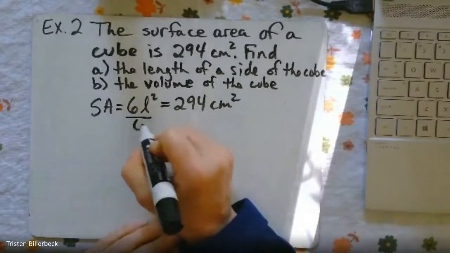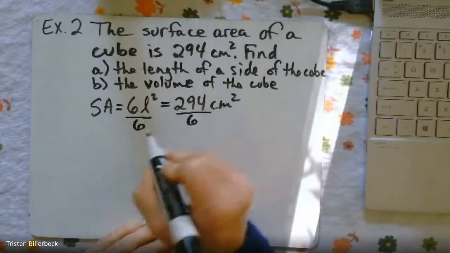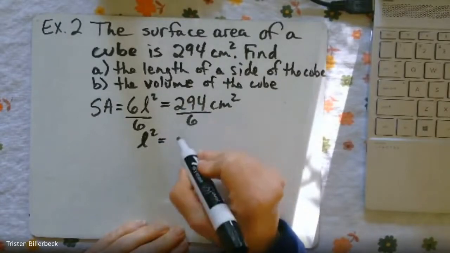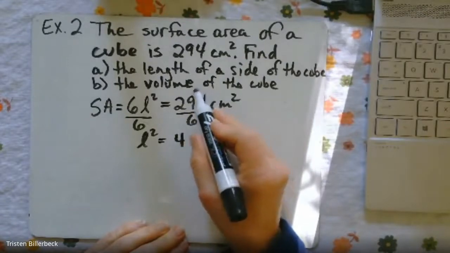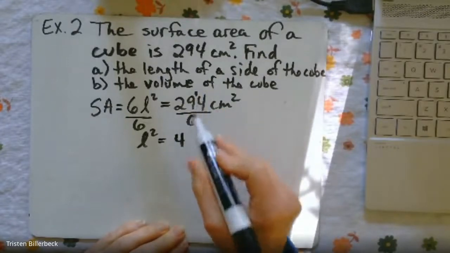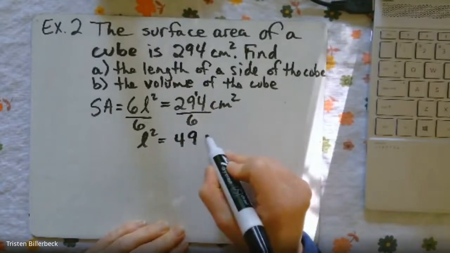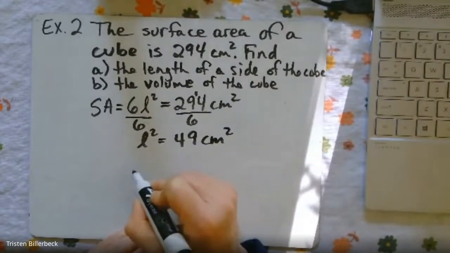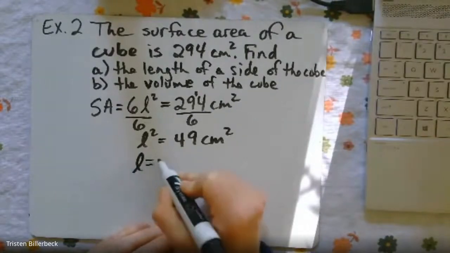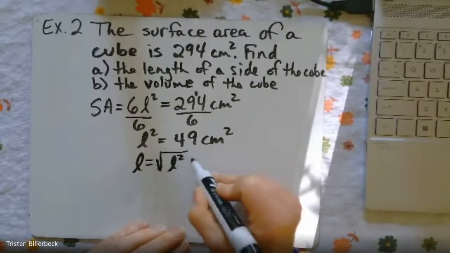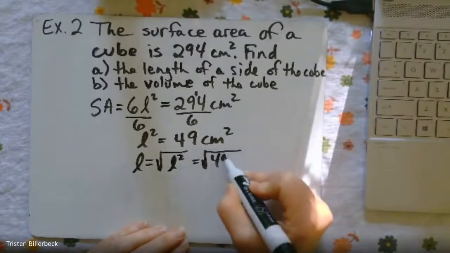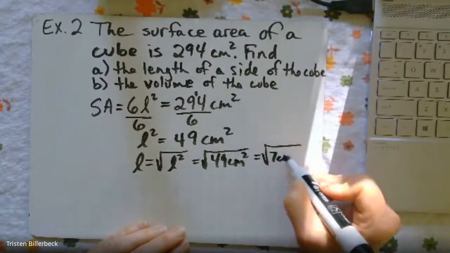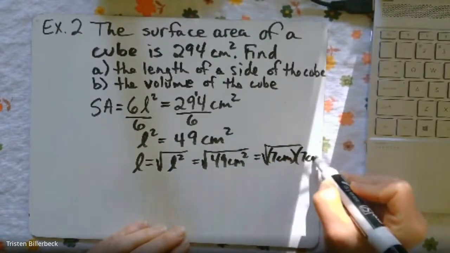That's right, we divide by 6. So that gives us L squared equals, and then 6 goes into 29 4 times, leaving 5 left over. So there's a 54. 6 into 54 goes 9 times, so that's 49 centimeters squared. If we take the square root of both sides to find L, this would be the square root of 49 centimeters squared. And if we break that down, we have 7 centimeters times 7 centimeters.